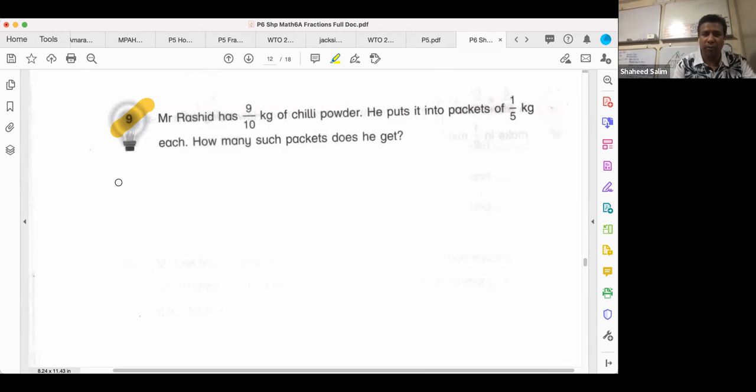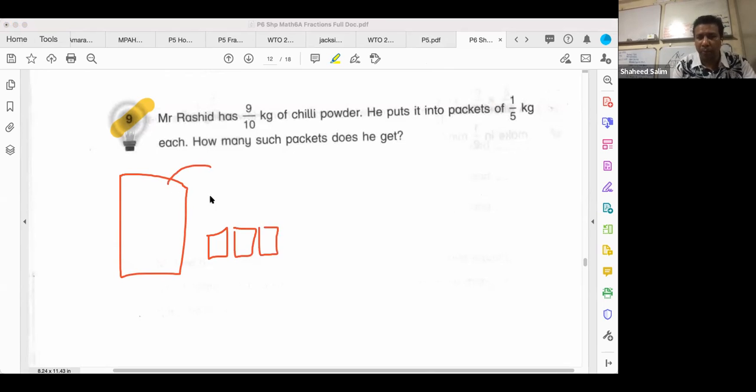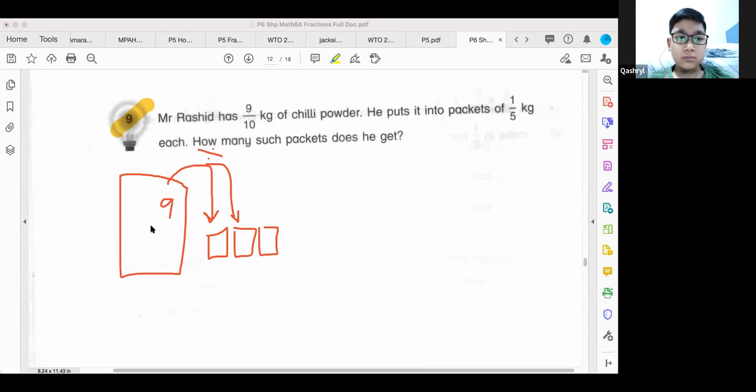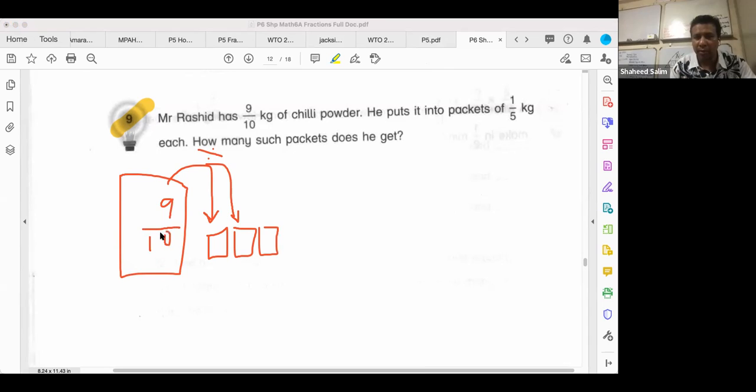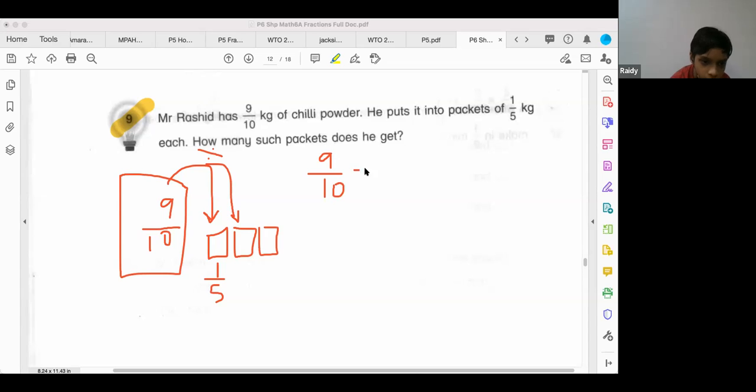I draw. This is a big packet of chili powder. He wants to put in small packets. So they want to know how many packets there are. He's going to pour the chili inside here, so what does it mean? This means divide down here. This one is 9/10. This one packet is how much? 1/5. Okay, so yes. Now, you take 9/10. Why 9/10? Because you are taking the chili powder from the big packet. You are going to divide it into small packets.